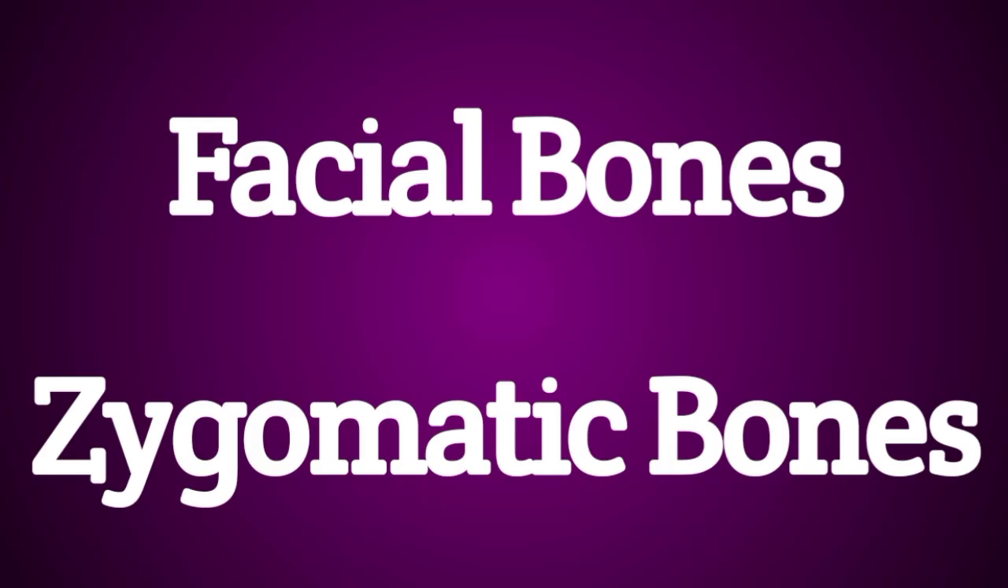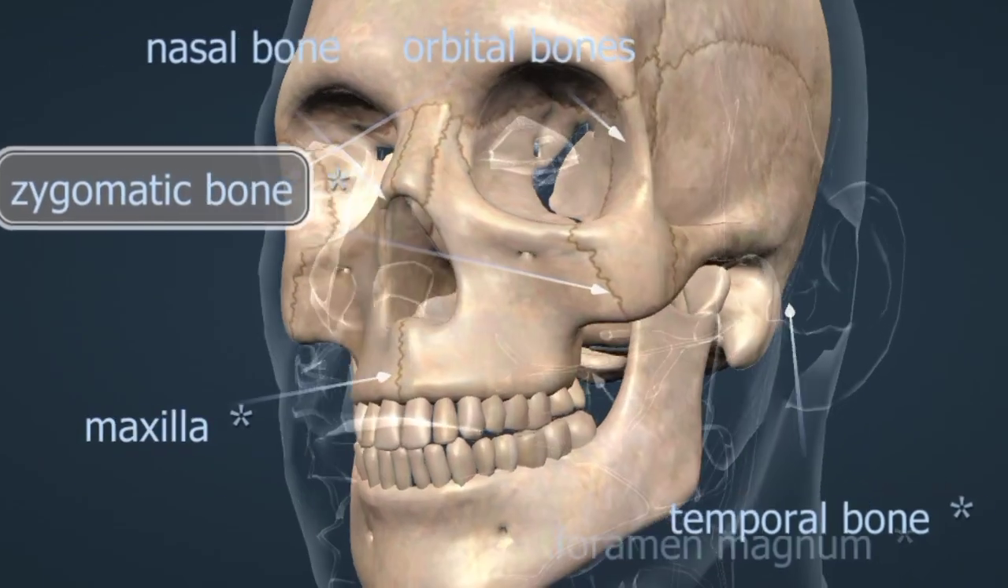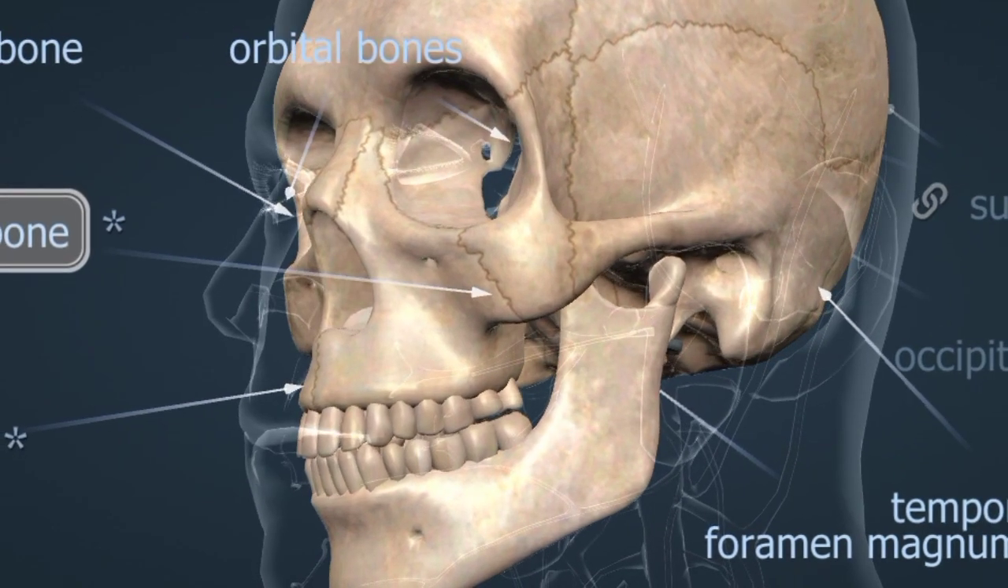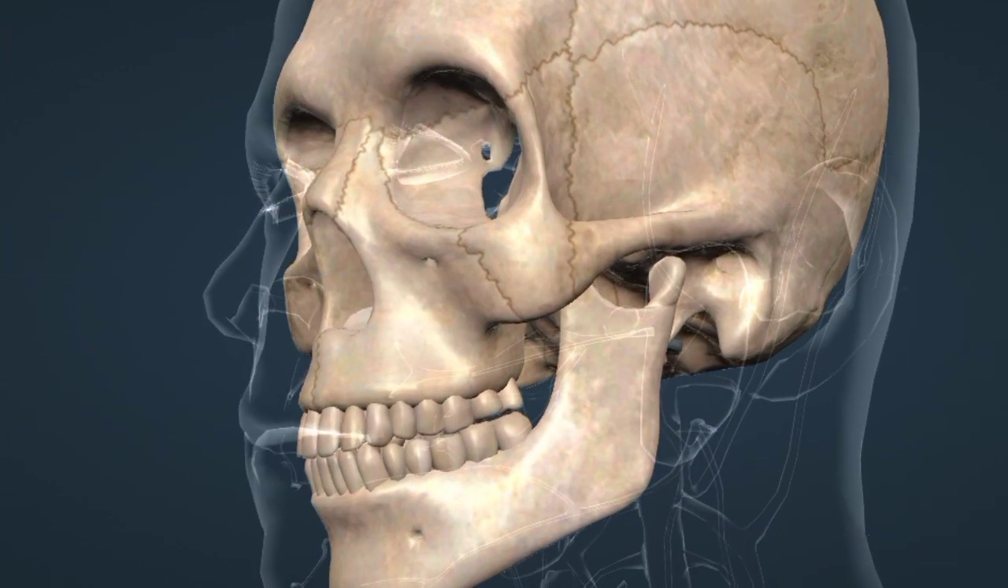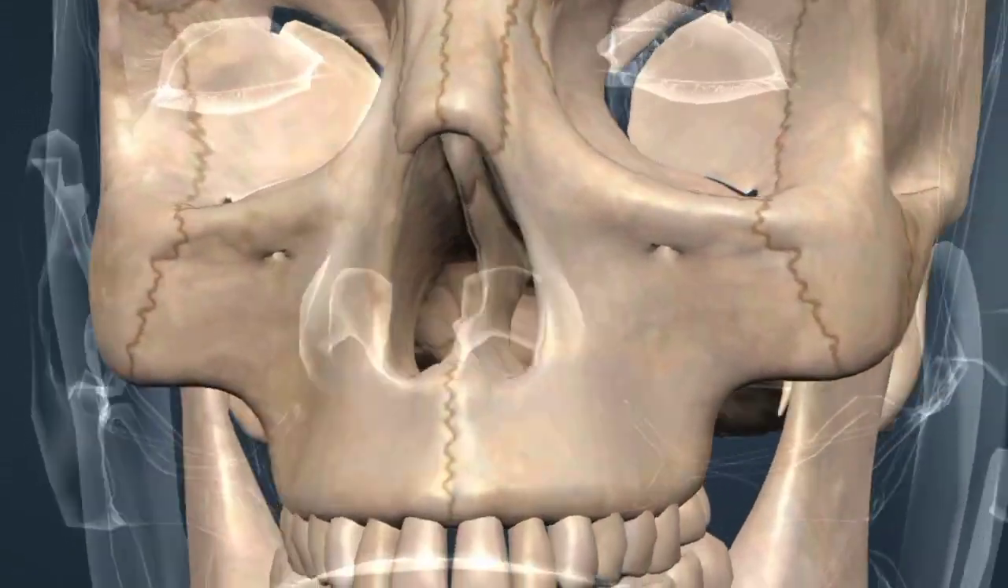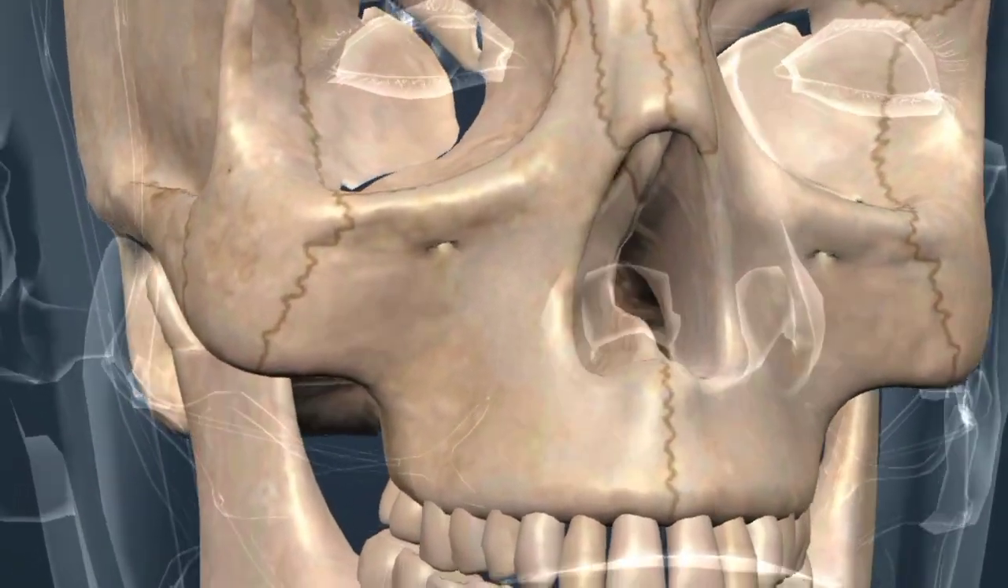Zygomatic bones, known as cheekbones, they connect with the maxilla, temporal, sphenoid, and frontal bones. This bone forms the prominence of the cheeks and contributes to eye socket structure.